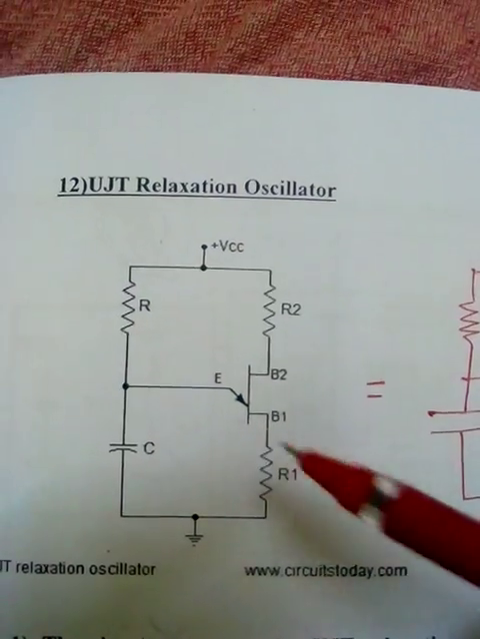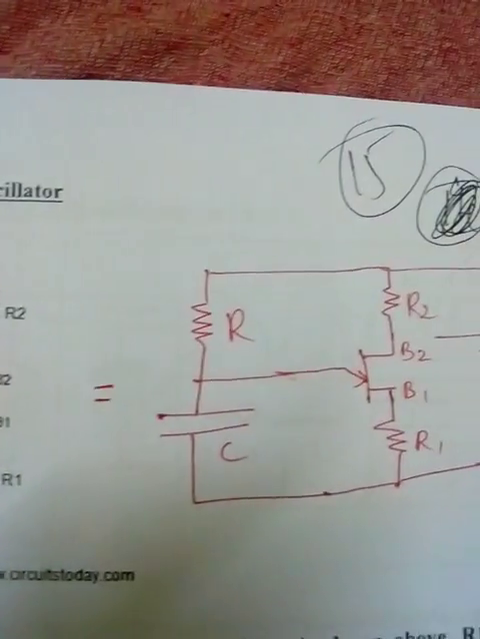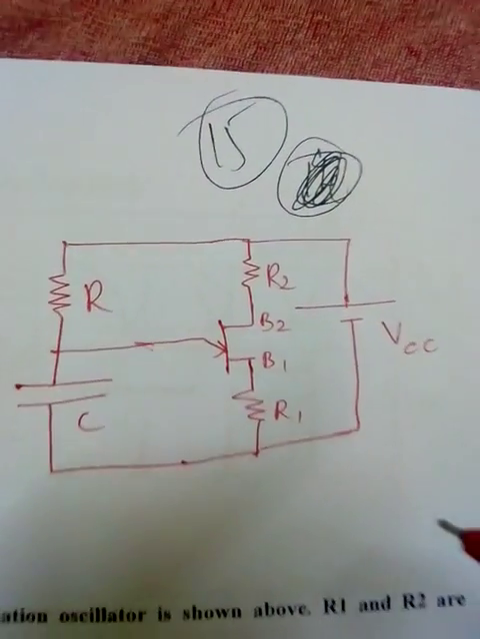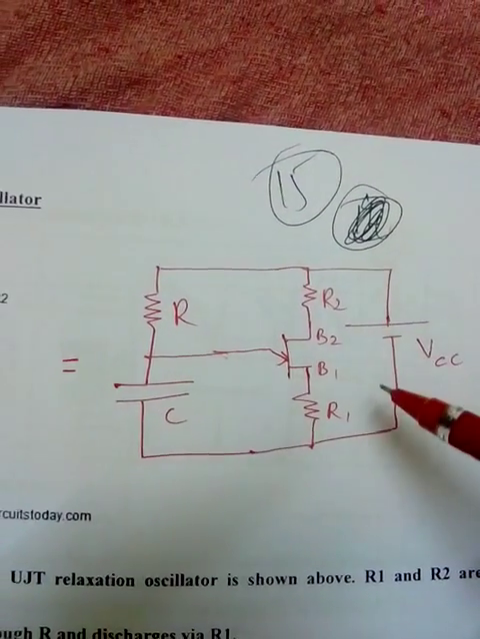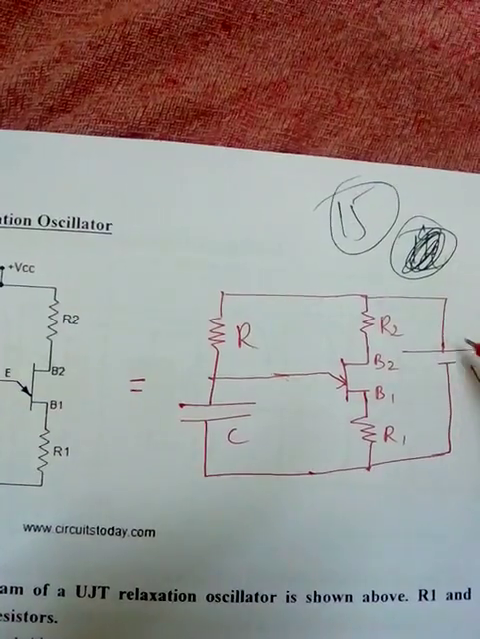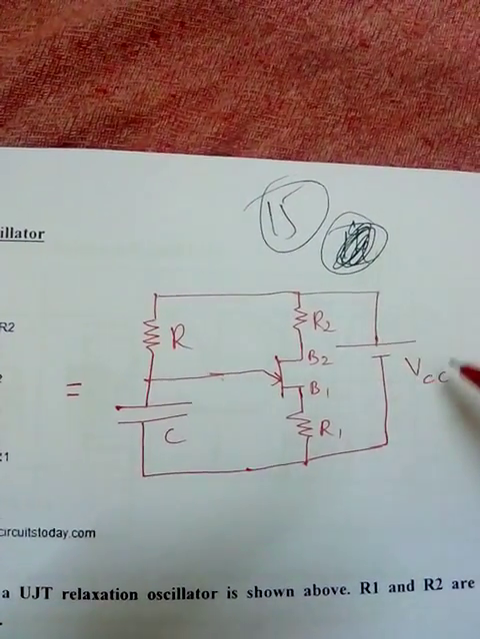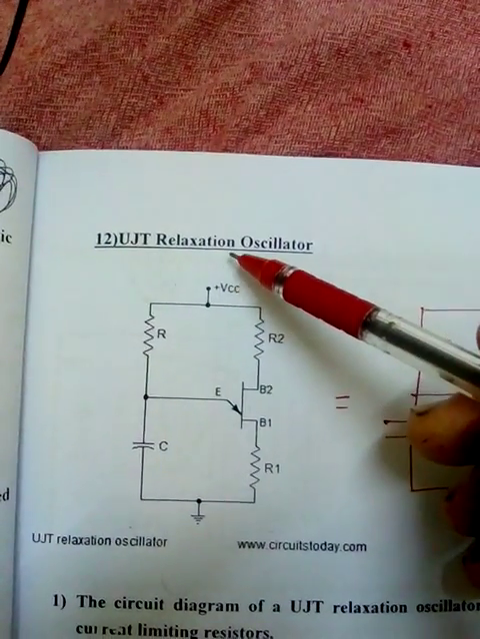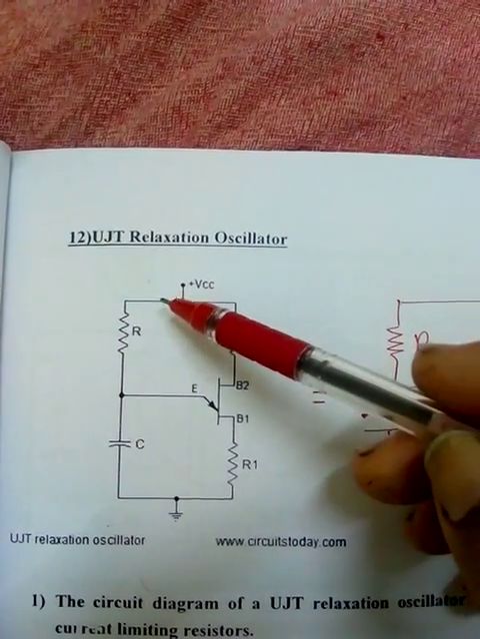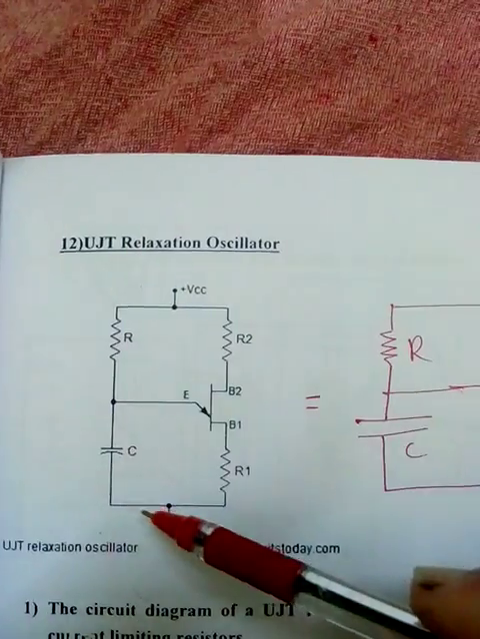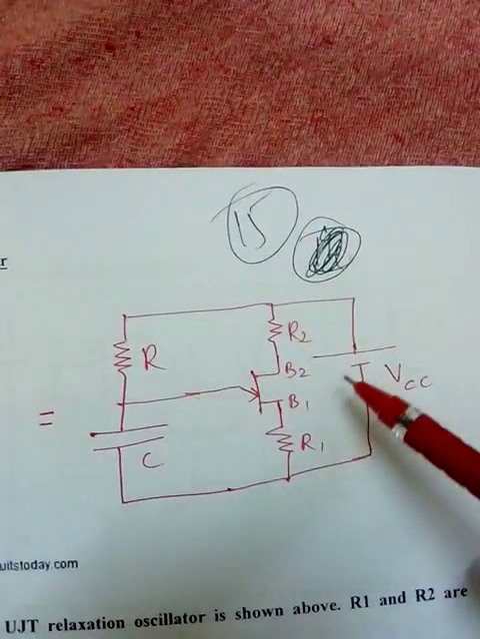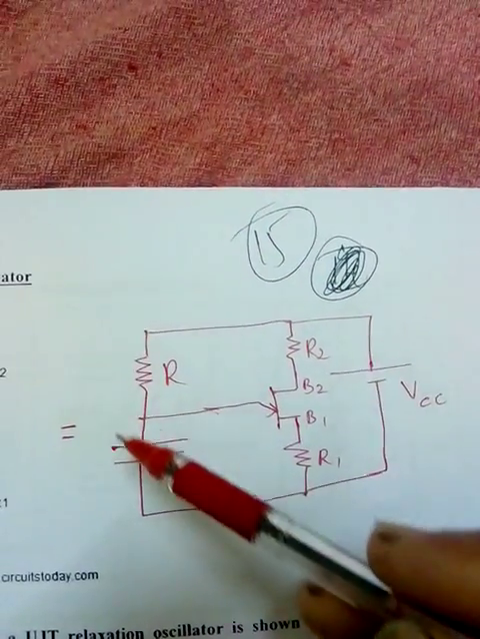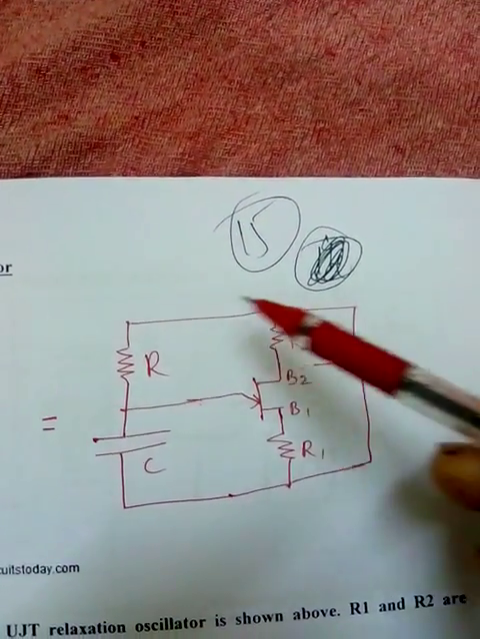This figure and this figure both are one and the same. The supply voltage VCC is shown in this way. So VCC charges the capacitor via resistance R.